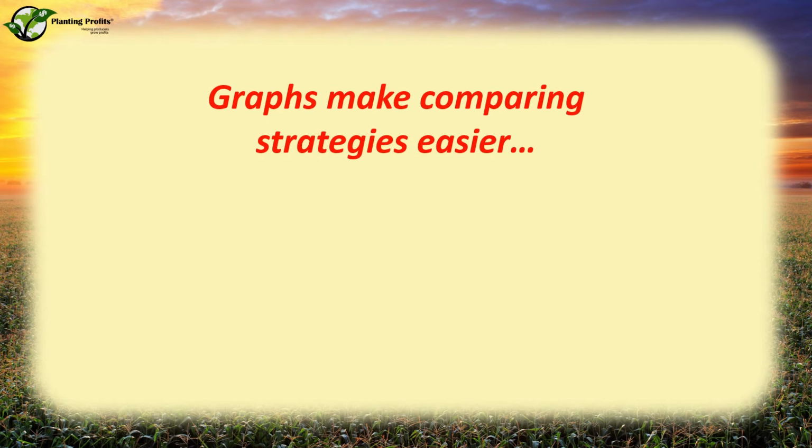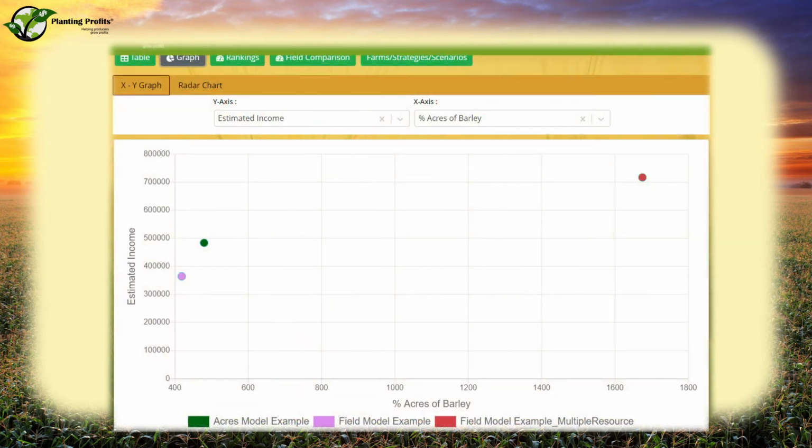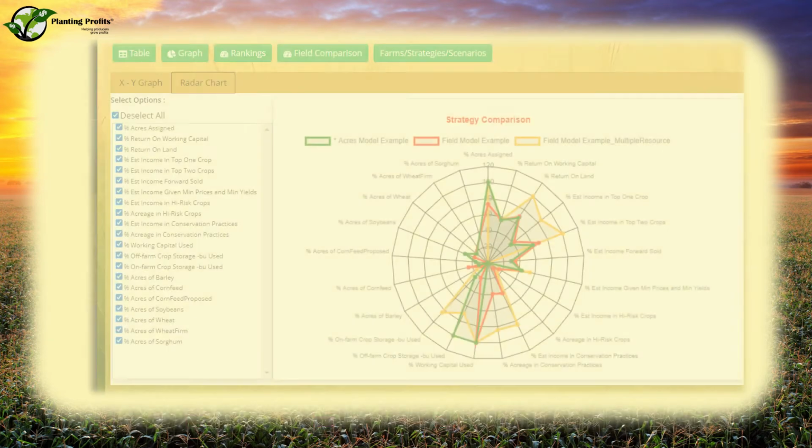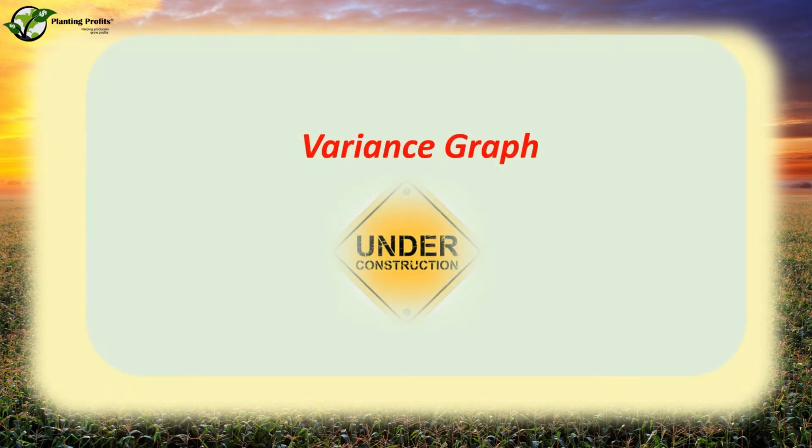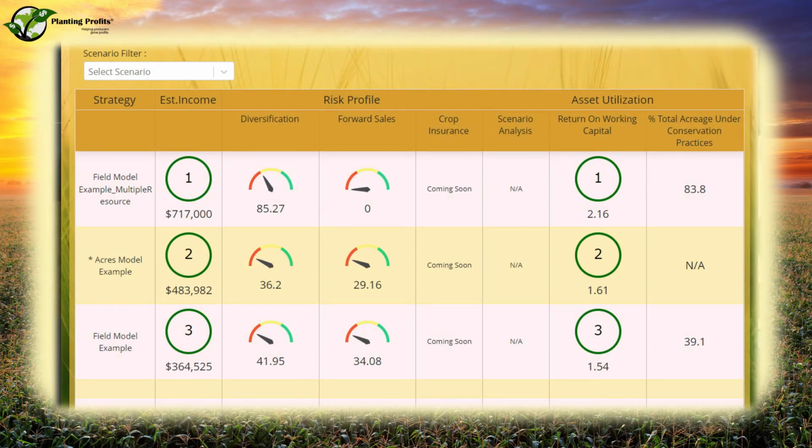Planting Profits provides 4 graphs to display strategy information to make comparing strategies easier. These tools are the XY graph, the radar graph, the variance graph, and strategy rankings. Let's briefly review each one.